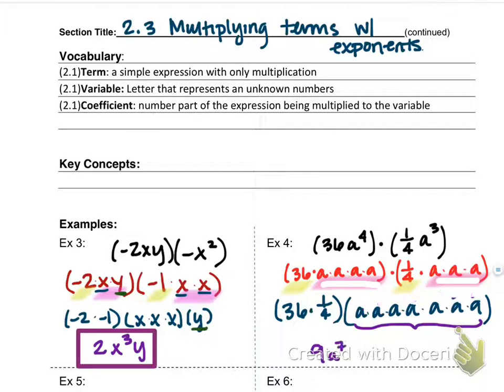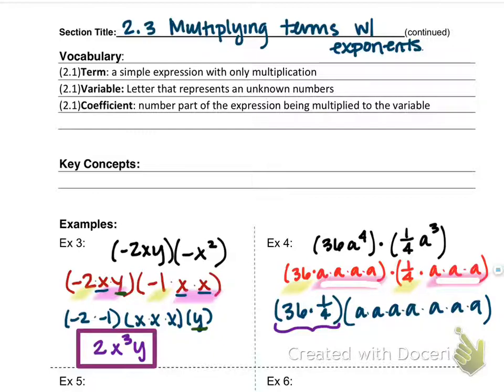And I have 4 a's on front. Whoa, let's slow down. I have 4 a's in the front and 3 a's in back. So I have 4 a's in the front, and 3 a's in the back for the second term. So in total, I have 7 a's that are being multiplied together.